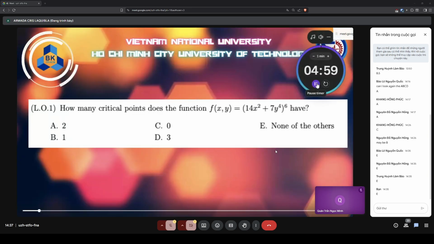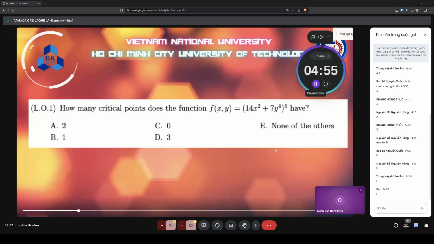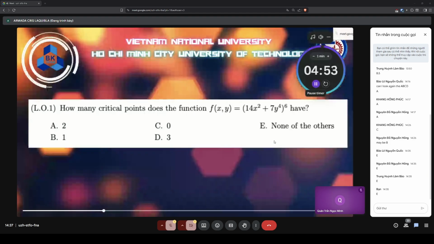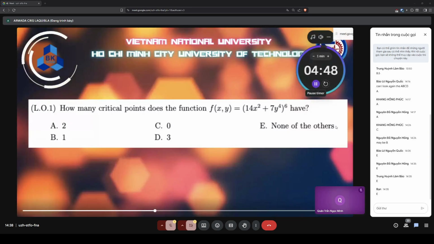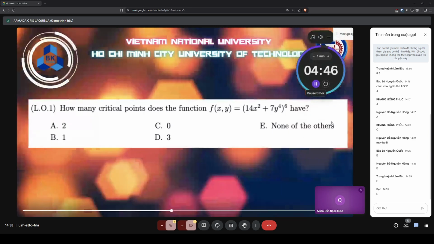Now, it has an exponent 6 there, class. You apply chain rule in getting the derivative, getting the fx and fy. Okay.